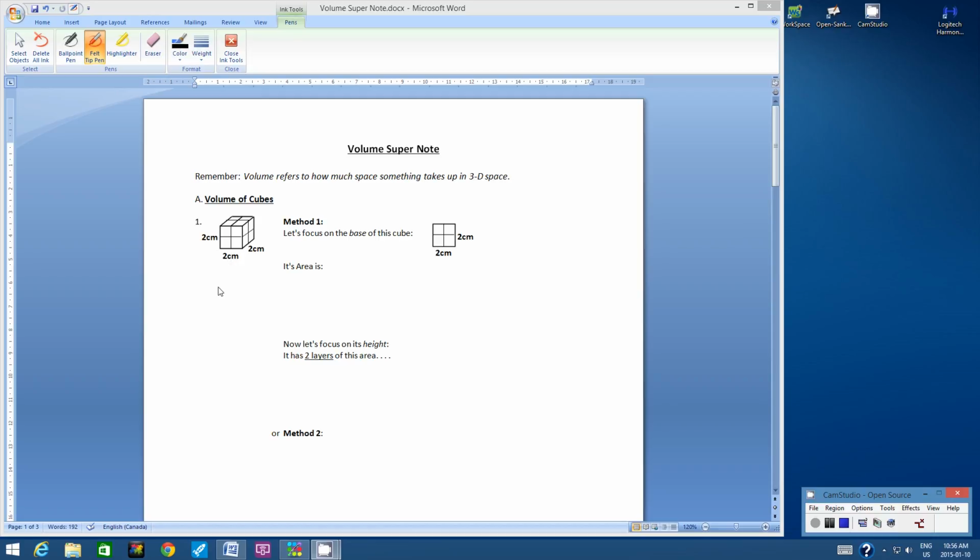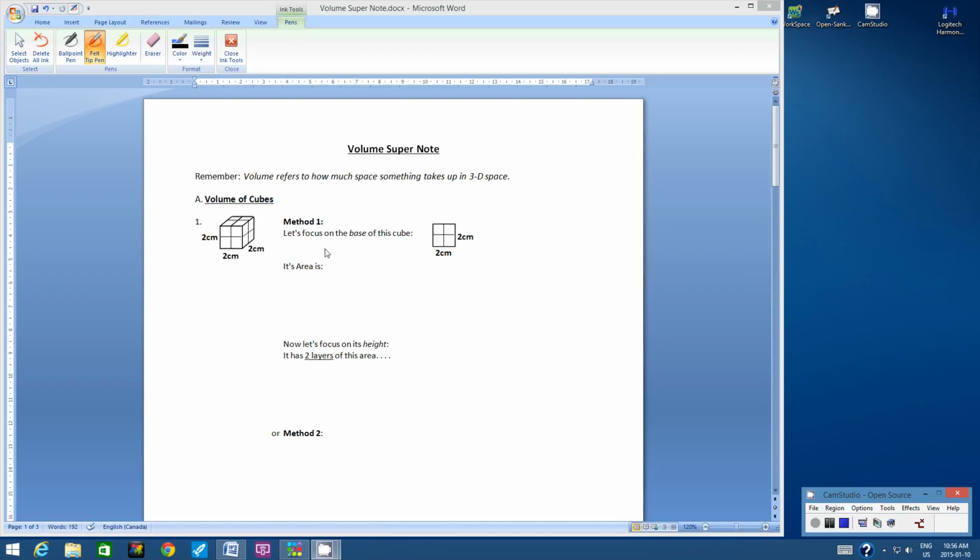When we're calculating volume, there are 2 methods. I want you to always keep that in mind. You have to decide what method works best for you, method 1 or method 2. Sometimes it depends on what kind of information is provided.